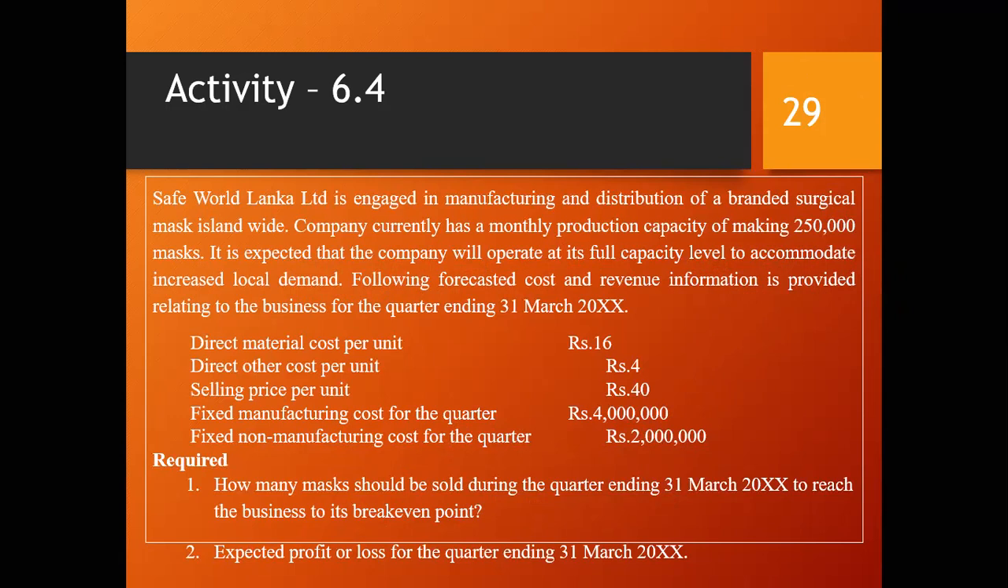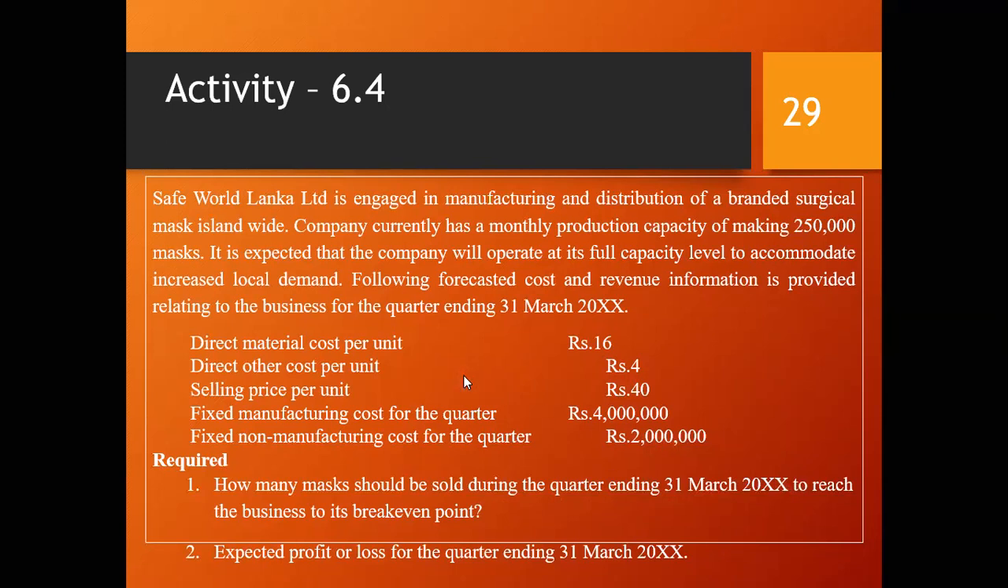Yeah, 600. Why is there a loss? What is the loss? 6 million divided by 20. Someone has given an answer. Yeah, 6 million is the cost to be recovered. Divided by 20 will give you 300,000 units. That is the number of masks to be sold during the quarter to reach the break even, 300,000.